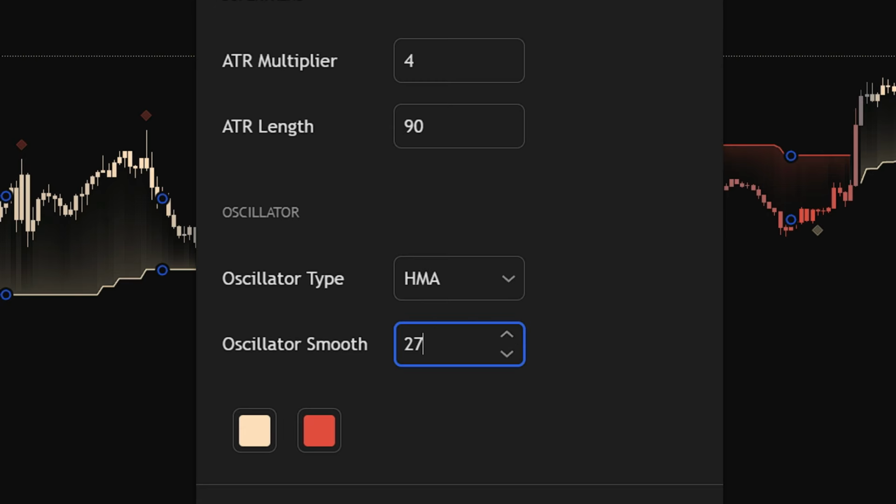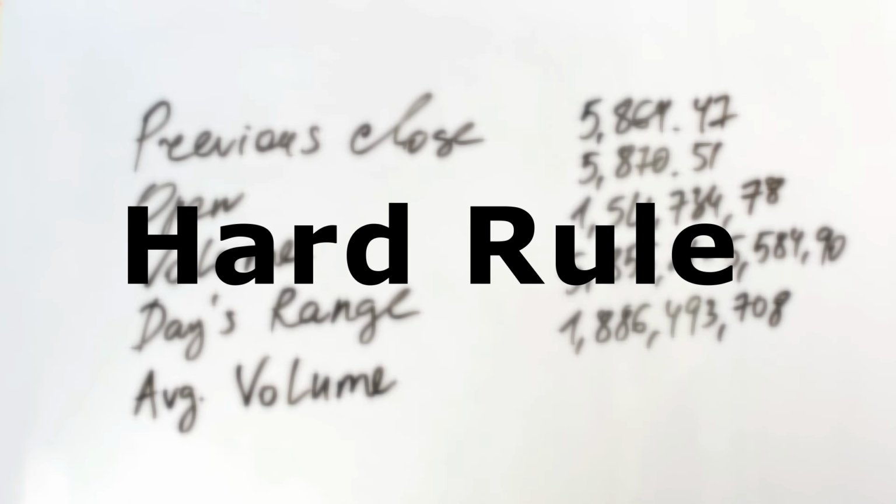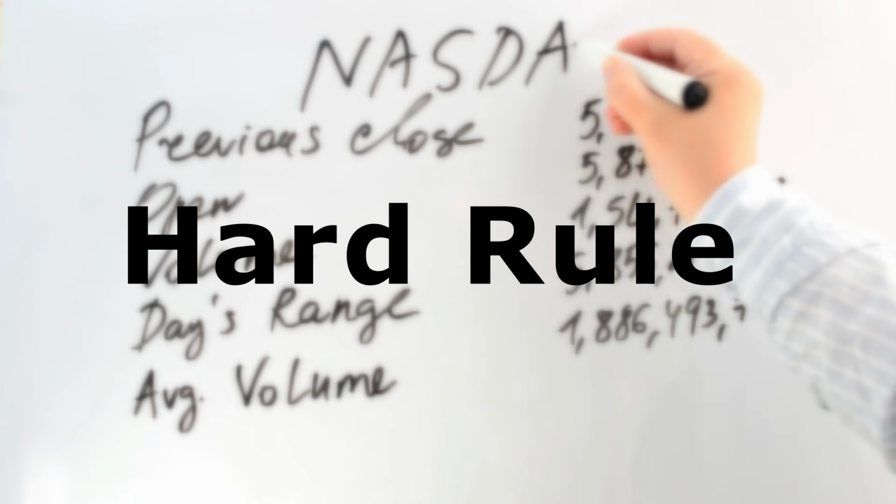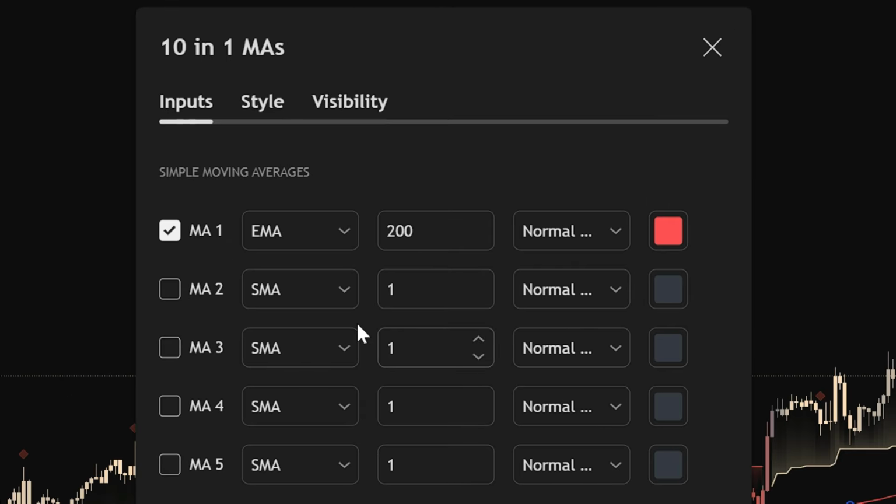Even with that done, you're still missing the most important piece. You need a hard rule that decides whether a buy or sell is even allowed. So add the 10 in 1 different moving averages indicator to your chart. From it, focus on a single line. Set it to EMA with a length of 300. Make it thick, make it obvious. This line is not an entry tool, it's a permission line.